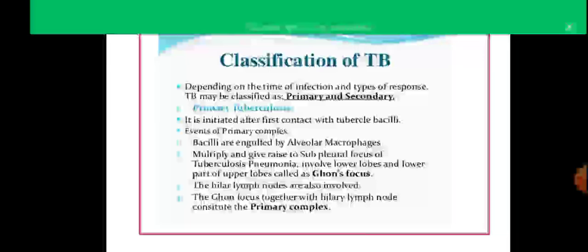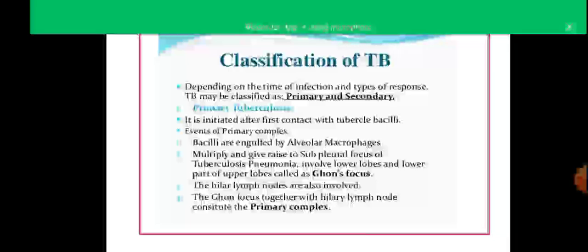Extrapulmonary tuberculosis is usually seen in immunocompromised patients. There are several types: tuberculous meningitis, osteal tuberculosis, lymph node disease, renal tuberculosis, and adrenal tuberculosis.